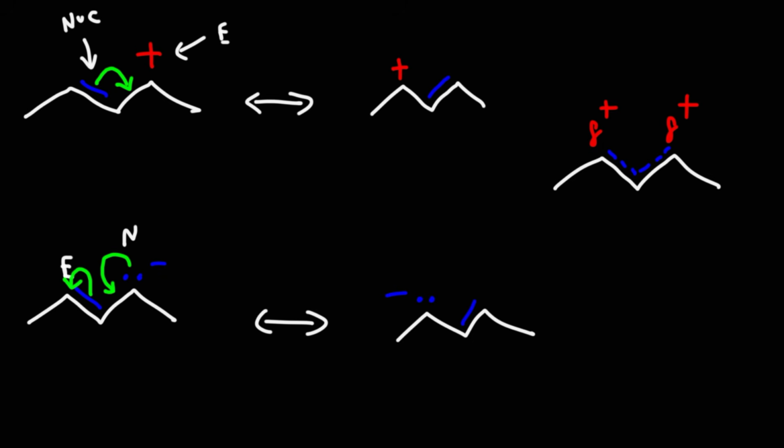So those two structures are also equivalent, and if we want to draw the resonance hybrid, it's going to look very similar to the situation above. The double bond can move anywhere between these three carbon atoms, so we're going to use dashed lines to represent that. And the negative charge is shared among those two carbon atoms.